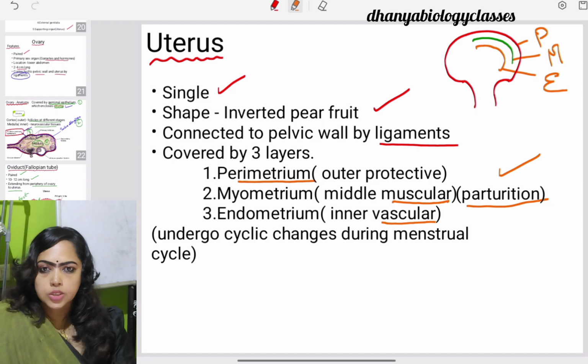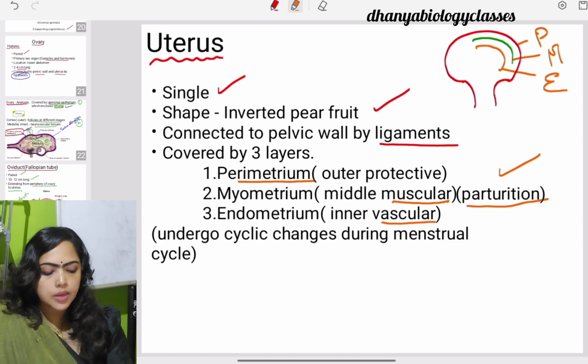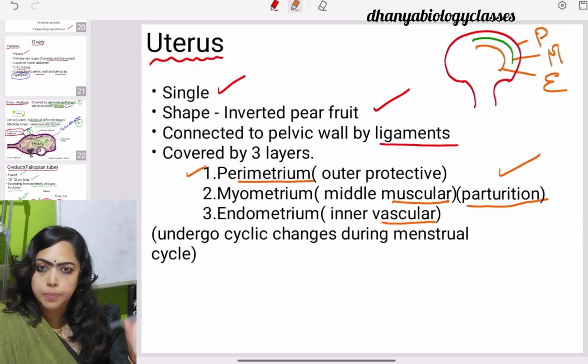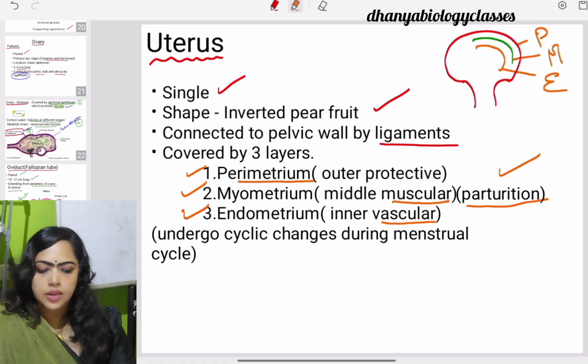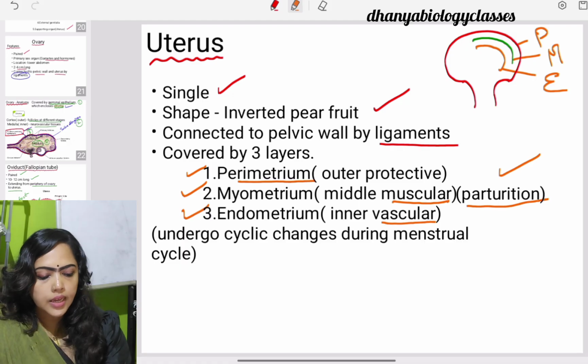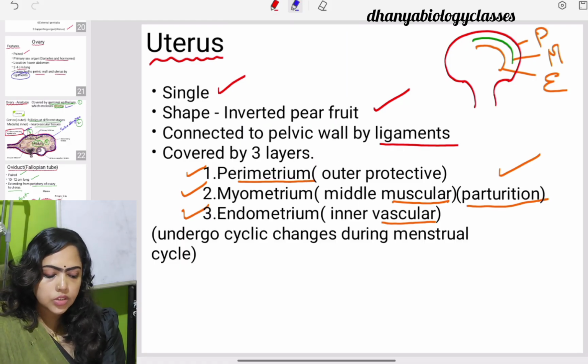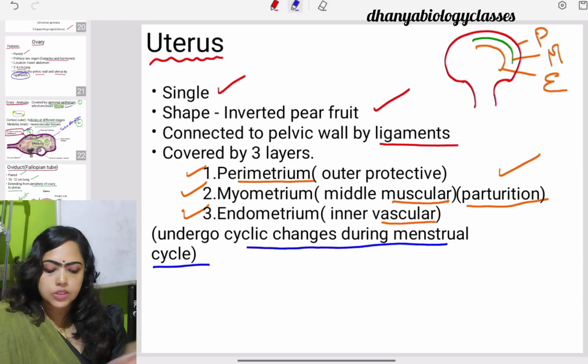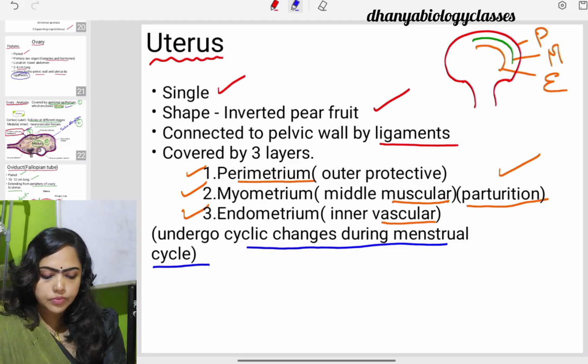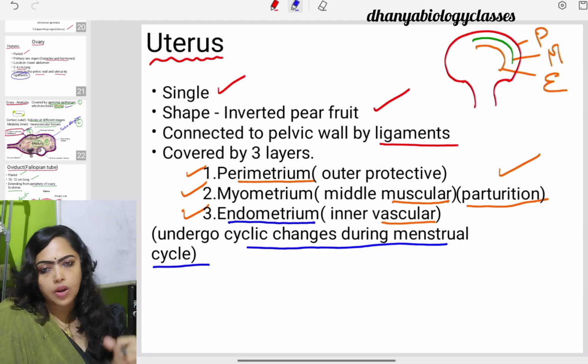So the outer protective layer is perimetrium, then the middle muscular layer which is involved in parturition, that is myometrium, and the innermost vascular layer is what? Endometrium, and the function is what? This is the layer that undergoes cyclic changes during what? Menstrual cycle. Okay, so the layer that undergoes cyclic changes during the menstrual cycle, which is that layer? Endometrium. So this is about the coverings of the uterus.